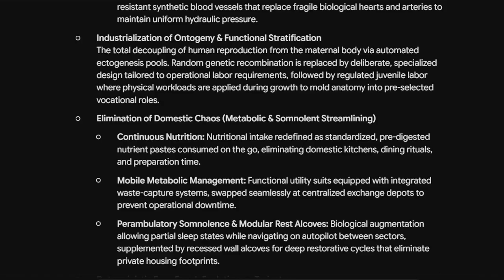Industrialization of ontogeny and functional stratification. The total decoupling of human reproduction from the maternal body via automated ectogenesis pools. Random genetic recombination is replaced by deliberate, specialized design tailored to operational labor requirements, followed by regulated juvenile labor where physical workloads are applied during growth to mold anatomy into pre-selected vocational roles.